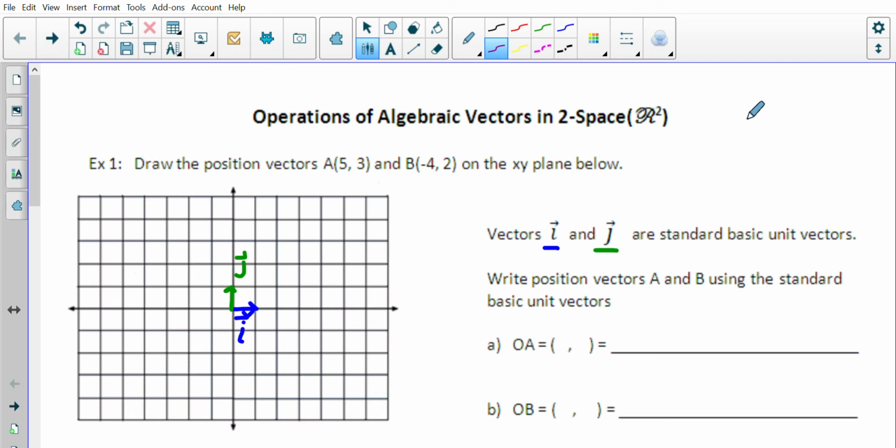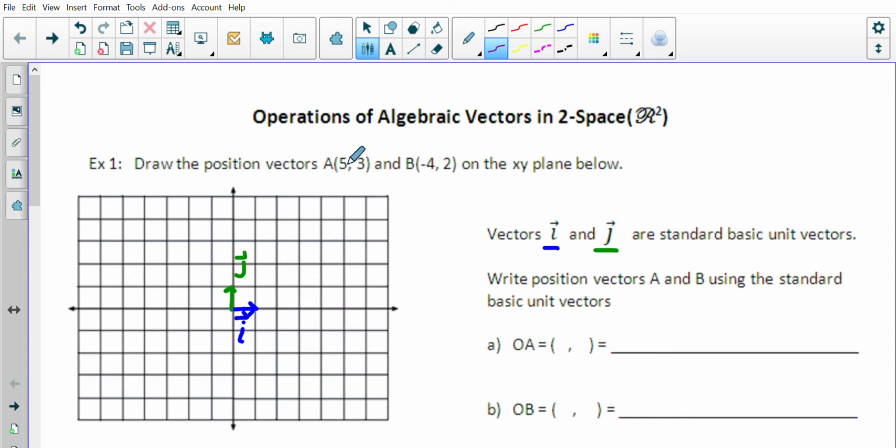All right, well, the other day we looked at vectors in both two space, which is two-dimensional, and in three space. And so what we're going to do today is look at operations of those vectors in both two space and three space. Example 1 says, draw the position vectors A (5, 3) and B (-4, 2) on the xy plane below.